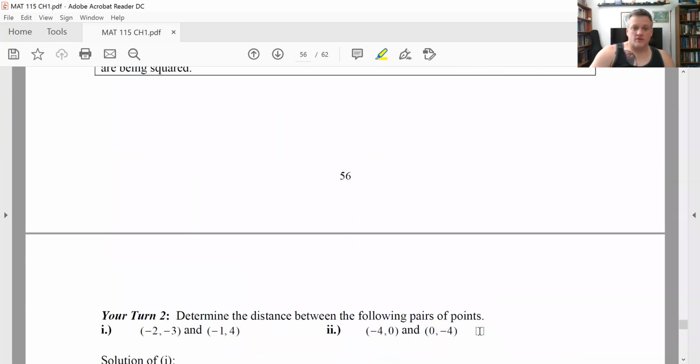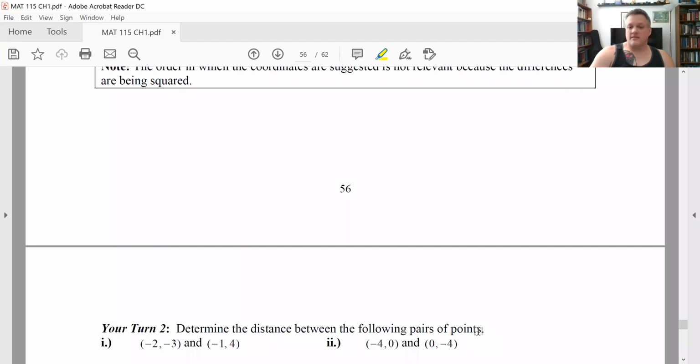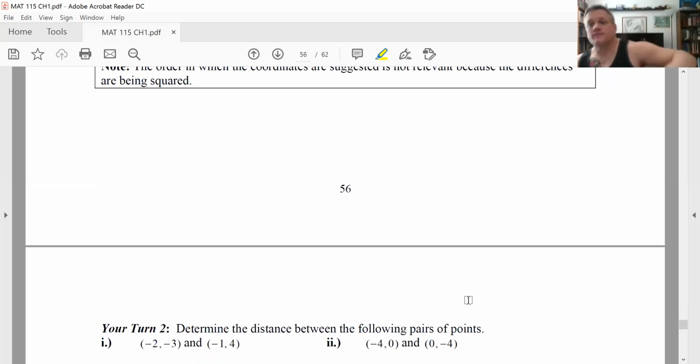All right, so you go ahead and try these two, right? Exactly the same thing, just be careful with negative signs when you're subtracting. That's the only thing that you really have to be worried about. And remember, you're subtracting the x's and the y's of each of those points.